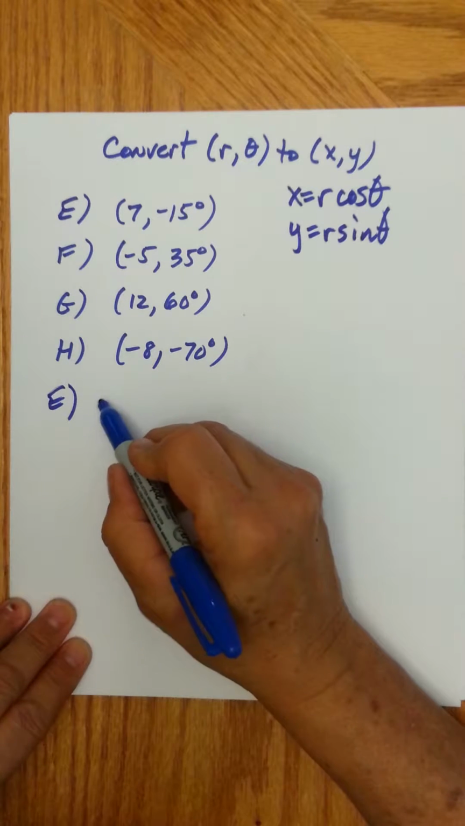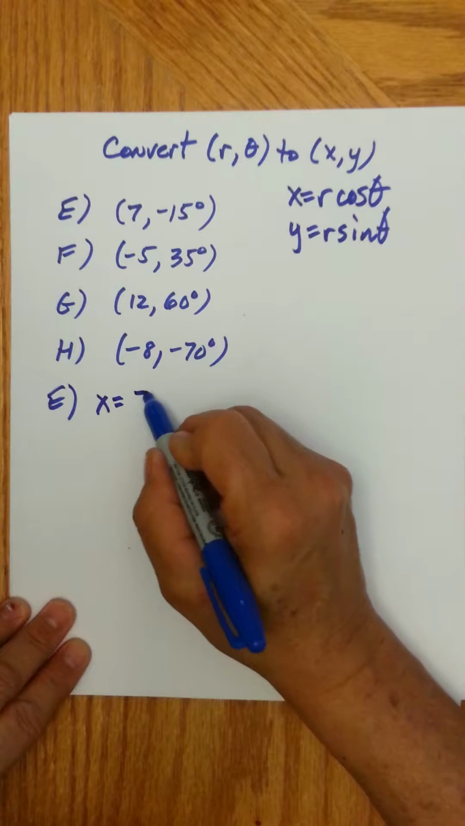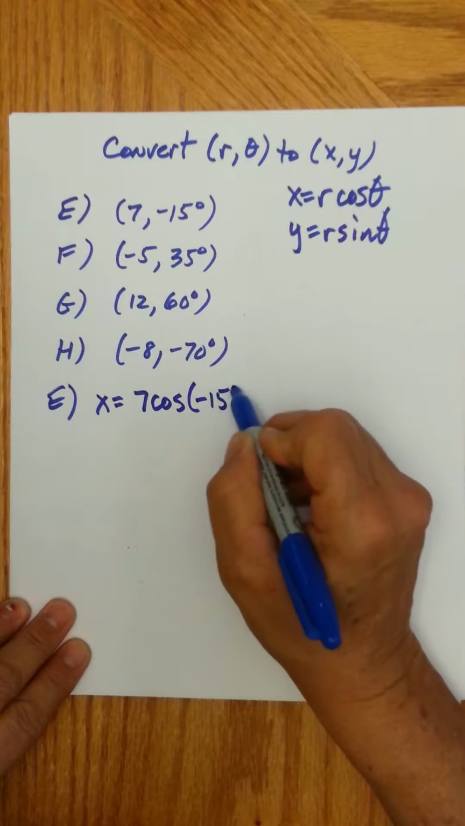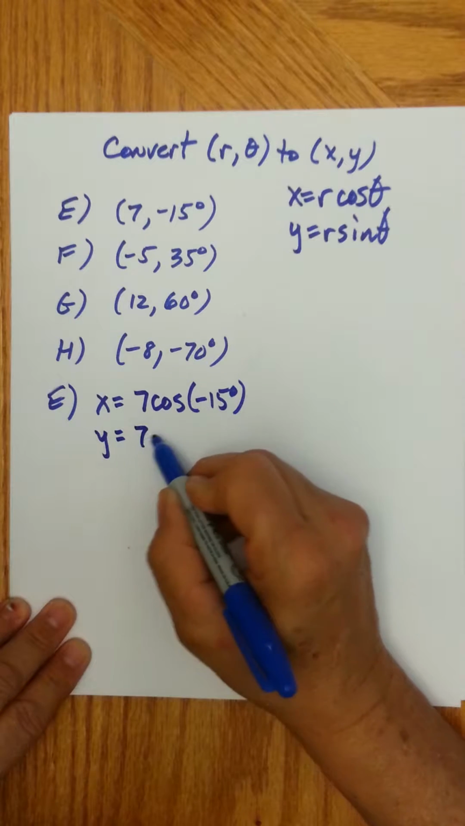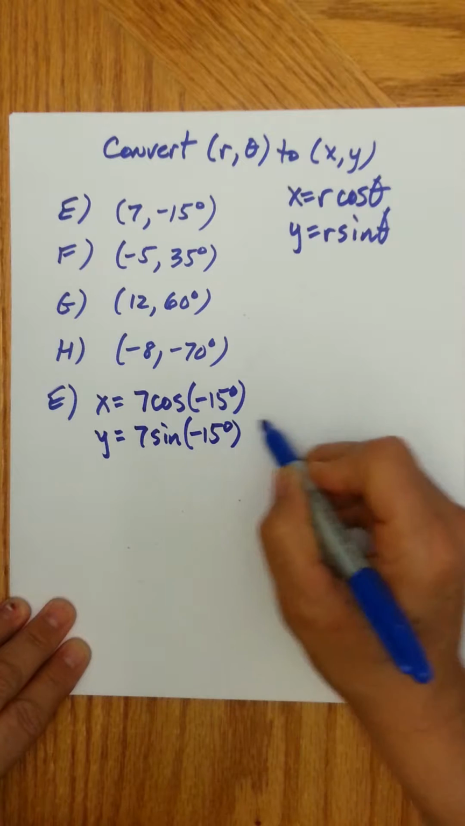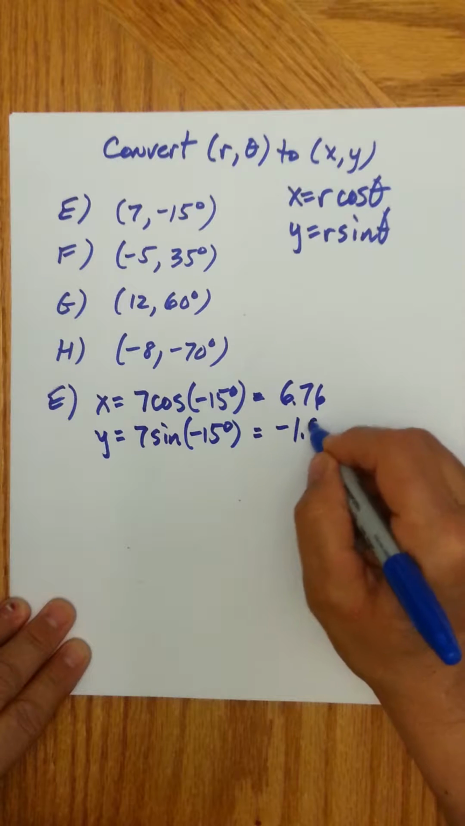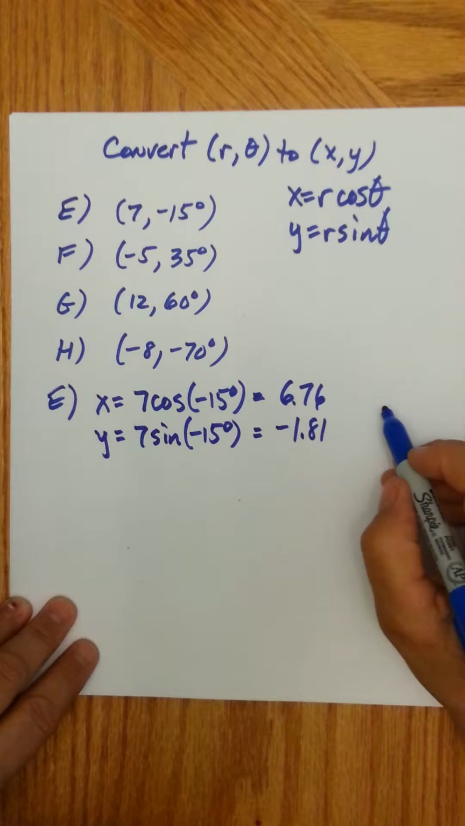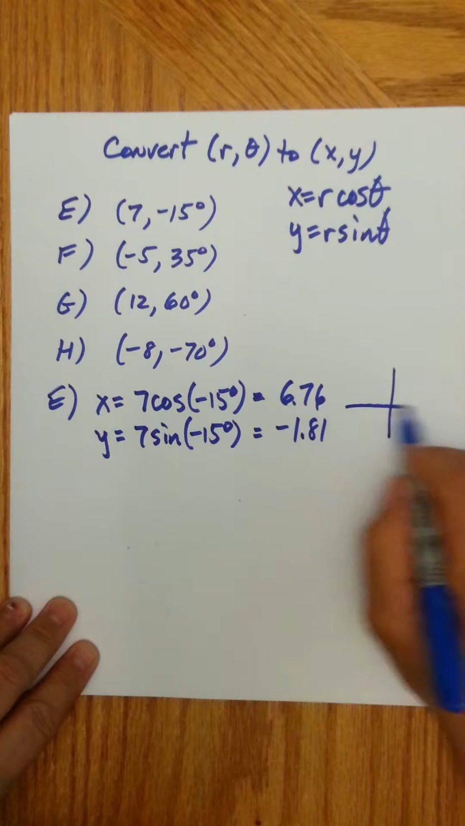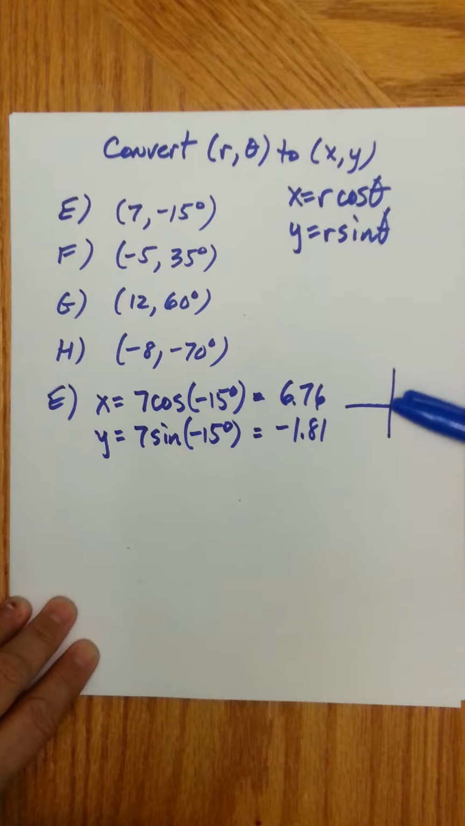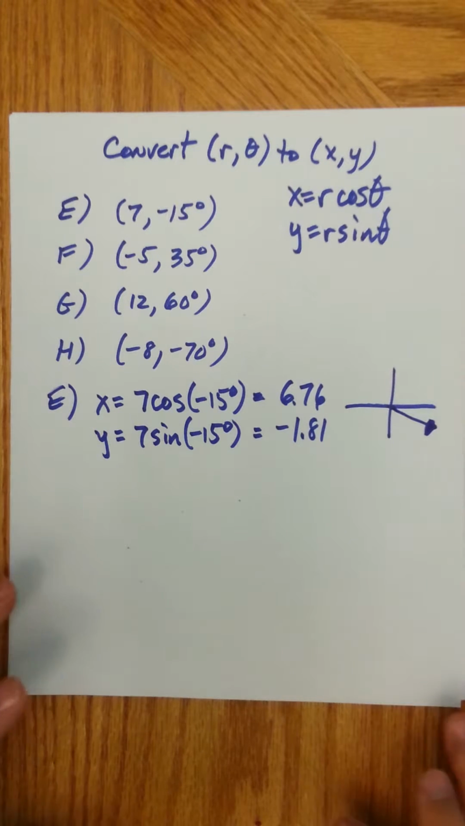All right? So for E, x is 7 cosine of negative 15 degrees. Y is 7 sine of negative 15 degrees. And if you do that, what you'll get is 6.76 here and then negative 1.81. Now what you might want to do is a quick check and say, does this make sense? If I'm out here at 0 degrees and I rotate into the negative 15, so in this direction, and then I go out 7, I'm going to be somewhere in here. Does that seem about right? I go over almost 7 and then down 1.81. Yep, looks good. The two systems seem to be working.